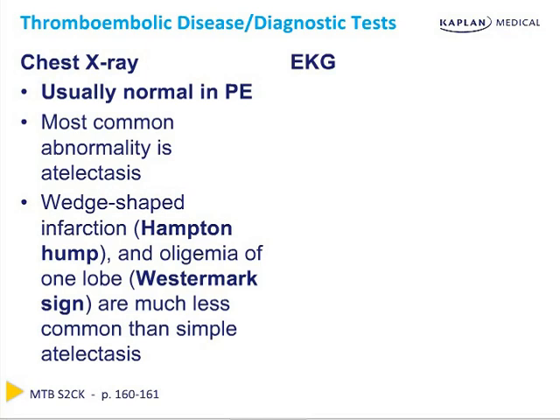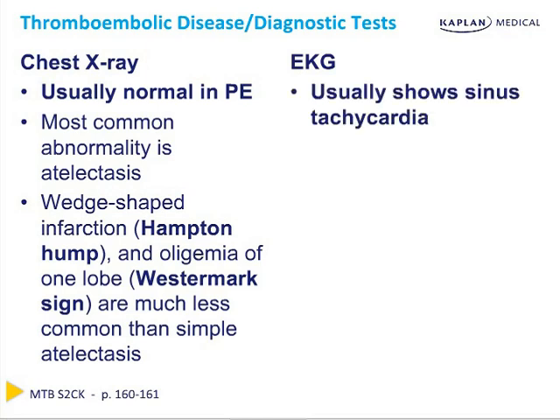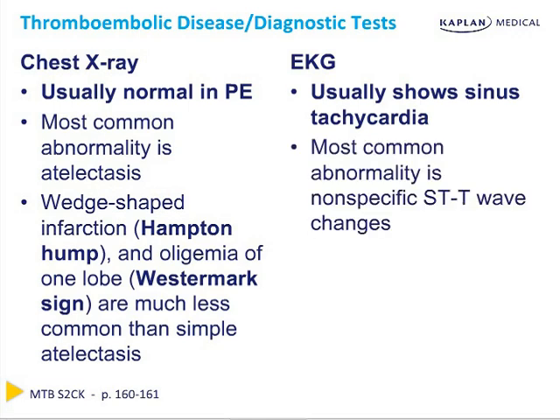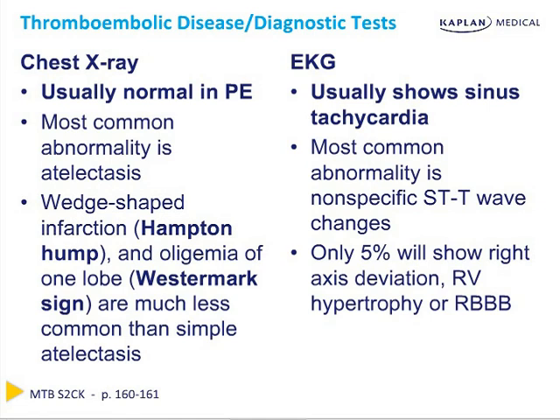The EKG in thromboembolic disease most commonly shows sinus tachycardia. You can also see nonspecific ST wave changes. Only 5% of patients are going to actually show signs of right axis deviation, RV hypertrophy, or a new right bundle branch block. It must be a very severe pulmonary embolus to cause this kind of strain acutely on the RV.